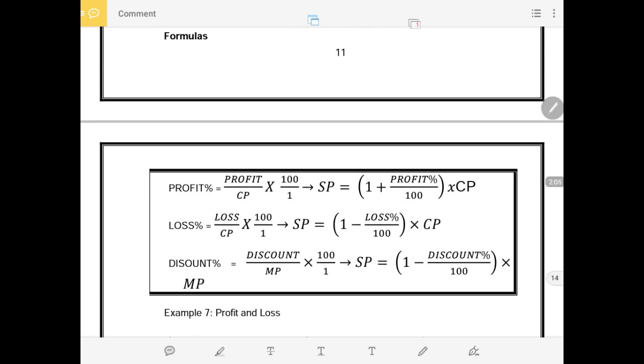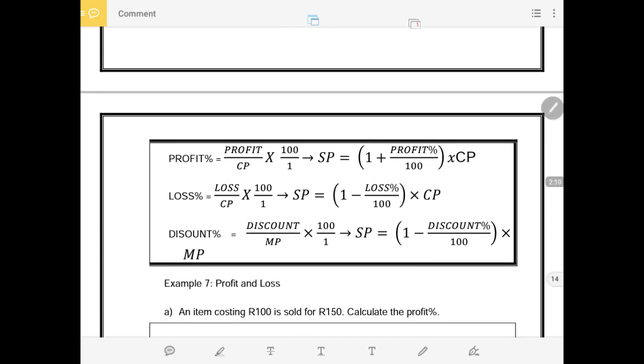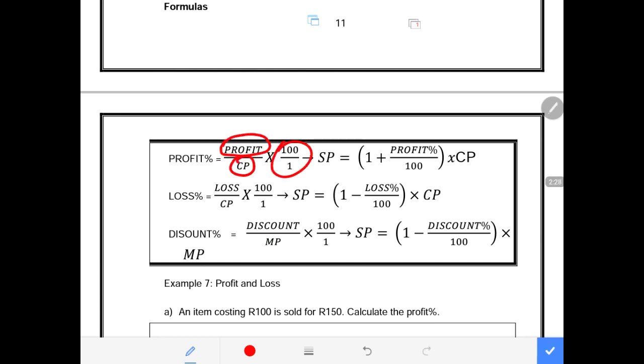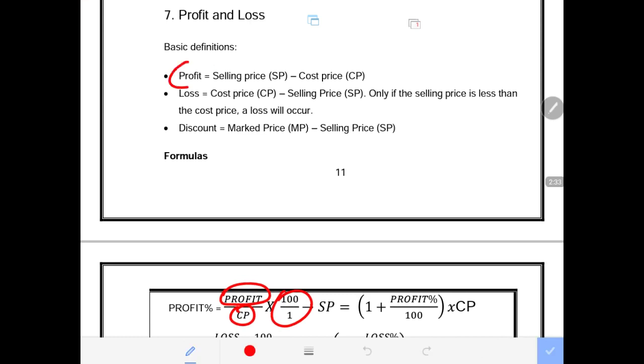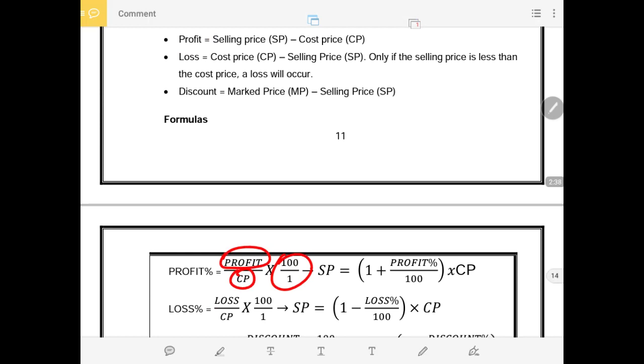Then we come now to formulas, and I've given them to you, and I will be referring to these formulas as I work through the example that I have provided for you, example 7 and example 8. Profit percentage, very important to know how to calculate profit percentage. It is a profit divided by the cost price times by 100 over 1. Remember, the profit would have been calculated there by saying selling price minus the cost price when the selling price is above the cost price and the profit is made.